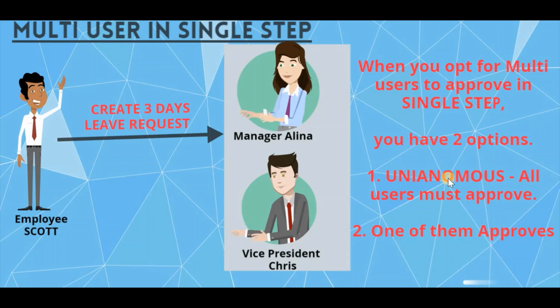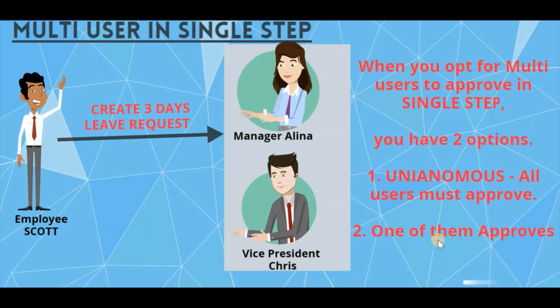So here one is unanimous, which means all users must approve. If you select this unanimous option when you select multiple users, whenever you raise a leave request, it has to be approved by both manager Alina and vice president Chris. So let's say manager Alina approves first, it will still be showing as pending. And only if the vice president sees it and approves it will that leave request be approved, else it will be rejected. So this is what unanimous means.